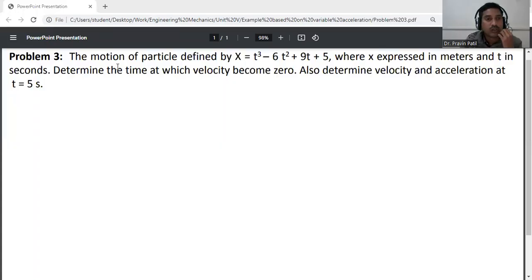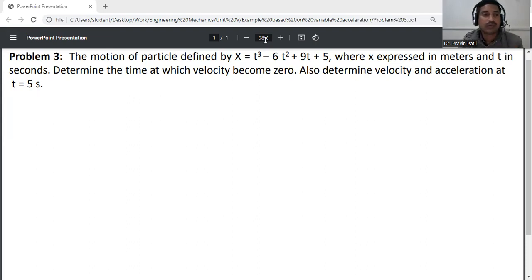Okay, so problem. The motion of a particle is defined by x is equal to t cube minus 6t square plus 9t plus 5, where x is expressed in meters and t in seconds. Determine the time at which velocity becomes zero. Also determine velocity and acceleration at t is equal to 5 seconds.